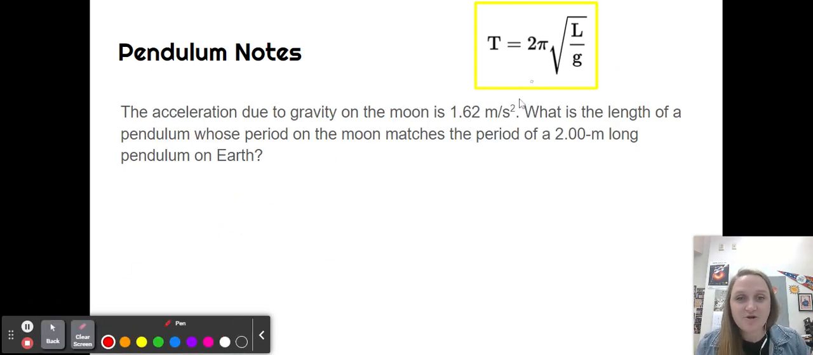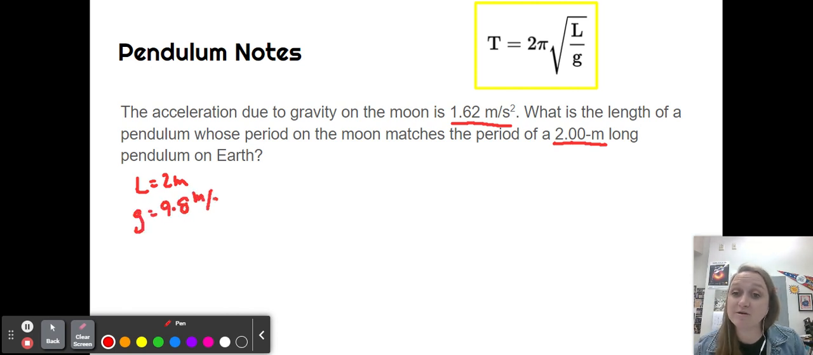The acceleration due to gravity on the moon is 1.62 meters per second squared. What is the length of a pendulum whose period on the moon matches the period of a 2-meter long pendulum on Earth? So this is a two-part problem. First, we got to figure out what is our period on Earth. Then we got to take that period to the moon and then figure out the length on the moon. So if we've got length as 2 meters, remember g on Earth is 9.8. 9.8 is not everywhere, but on Earth it is there. So our period is going to be 2 pi square root of 2 over 9.8.